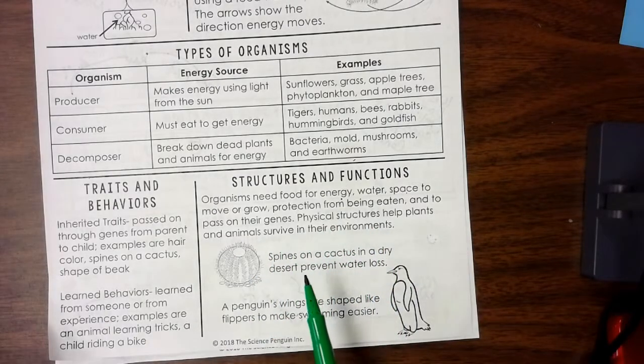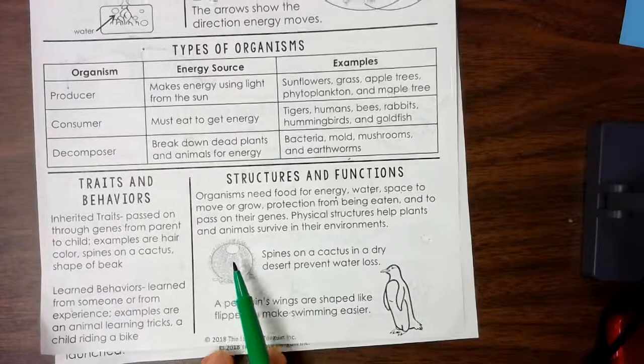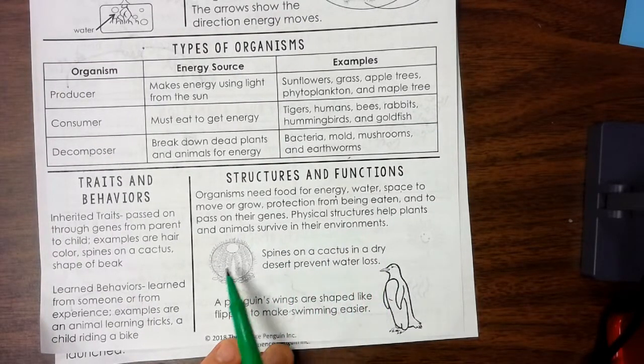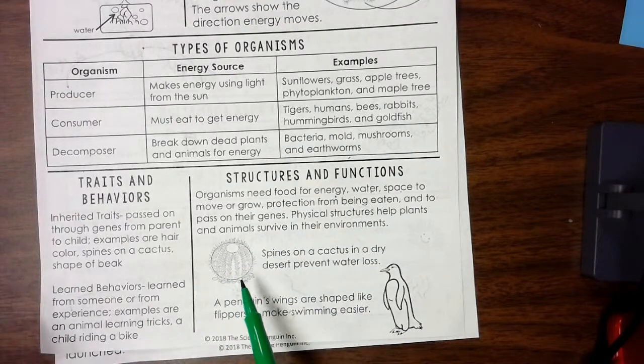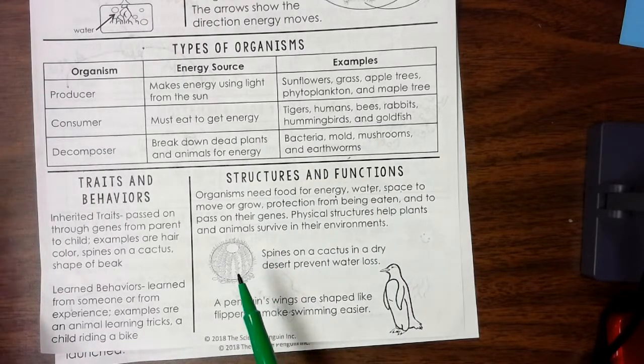So different things that you're born with, or whatever you are, if you're a plant or an animal or a human, there's different things that you are born with that help keep you alive. In this picture, it's a cactus, and it says spines on a cactus in a dry desert prevent water loss. So these spines, the little prickly needles, they actually help the cactus keep the water in. Some plants we talk about have that transpiration where the water evaporates from the plants. Not the cactuses, because the spines keep the water in.